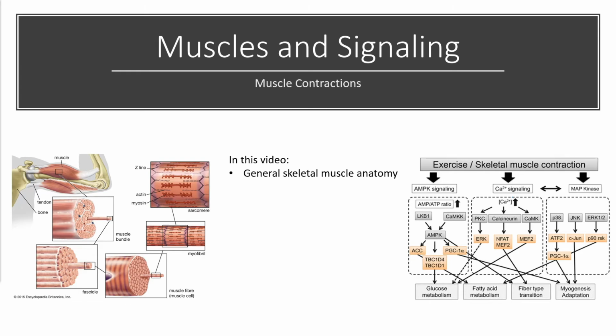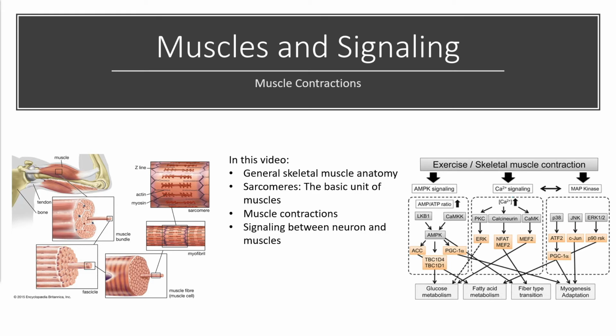In this video, we are going to talk about the general skeletal muscle anatomy. We're going to talk about sarcomeres, which are the basic units of muscles. We'll discuss muscle contractions. We'll also discuss signaling between neurons and muscles that bring about muscle contractions. And lastly, we'll talk about lactic acid fermentation in muscles before discussing an AP-style question with included answer.